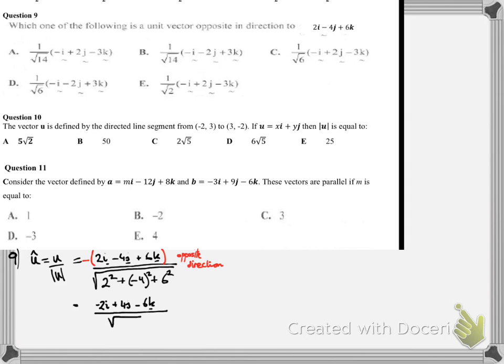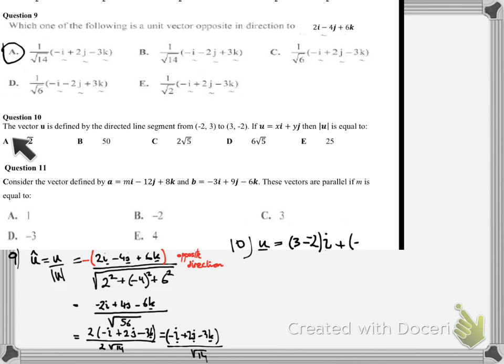Alright, so distribute the negative to each term, and we can simplify the denominator, and we'll get square root 56. Now, we've got a common factor of 2 in each term. The 2, 4, 6, well, there's a common factor of 2. And the surd becomes 2 root 14. So let's cancel out that common factor of 2, and we get this, which is option A.